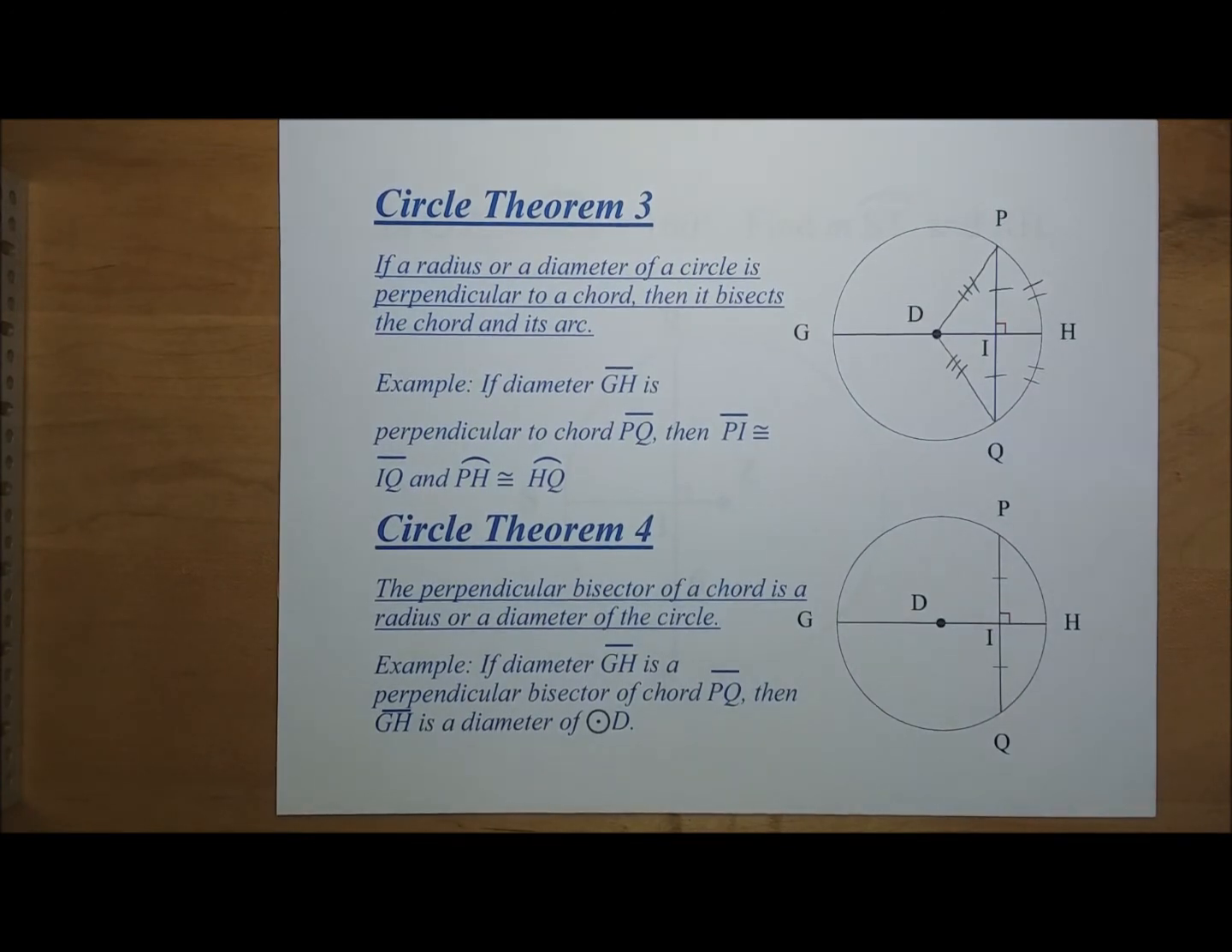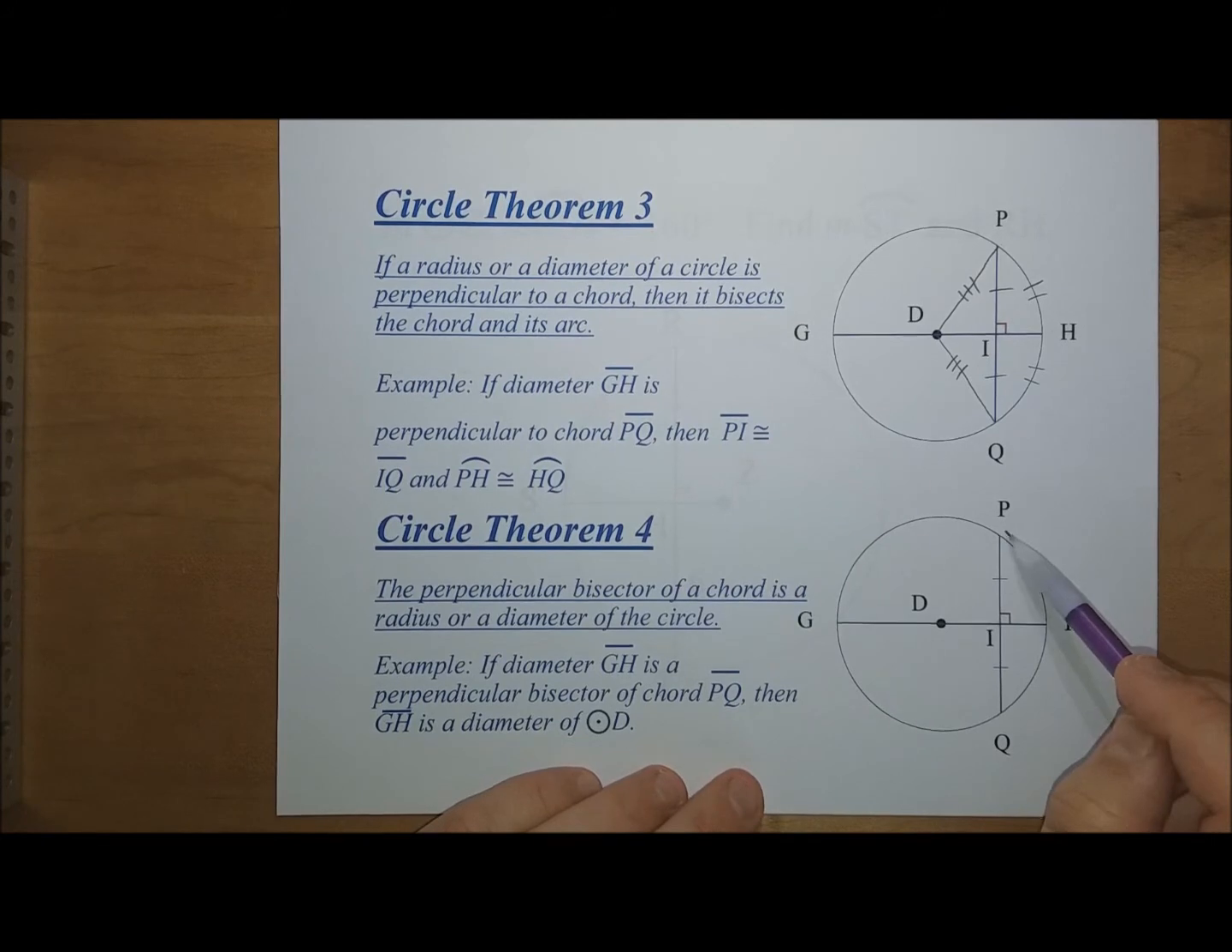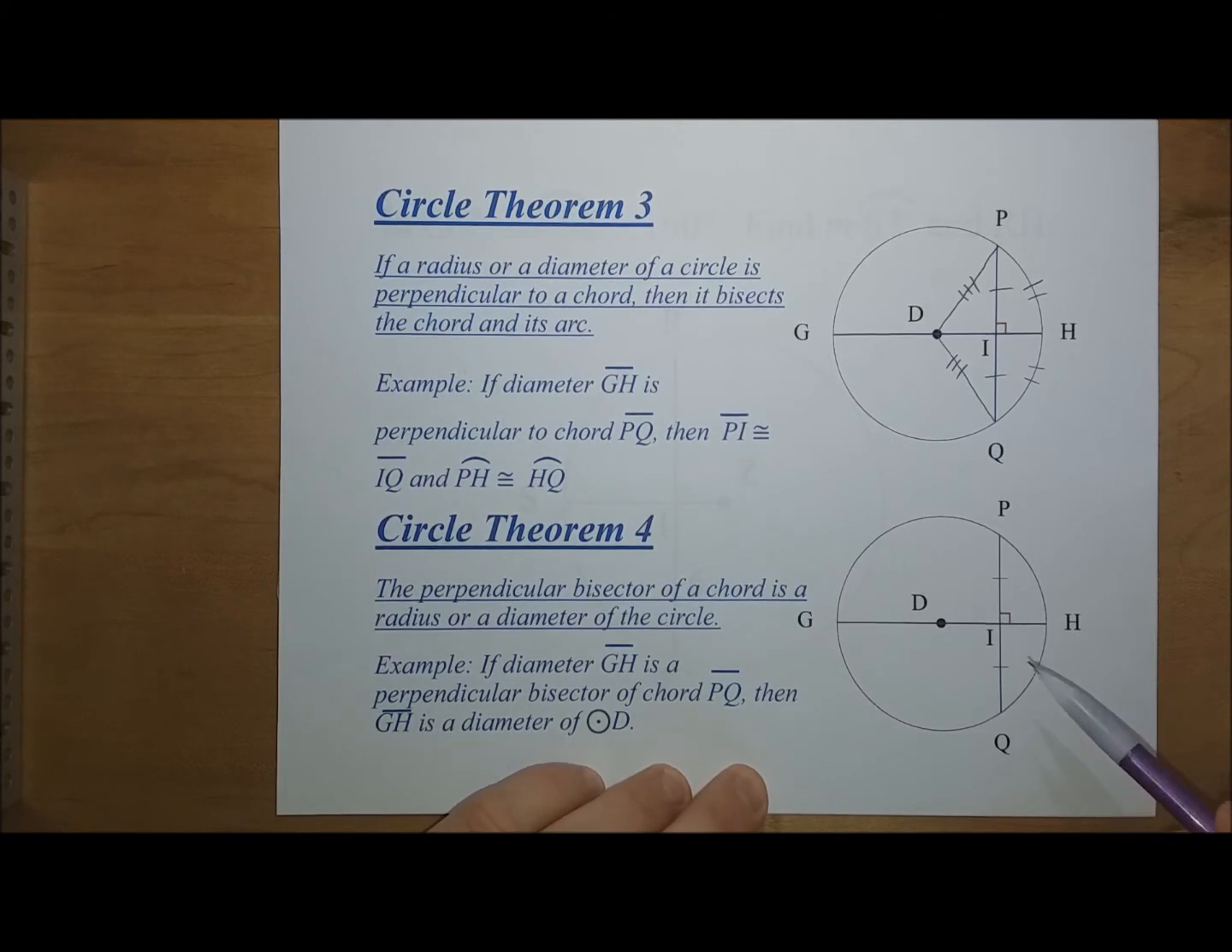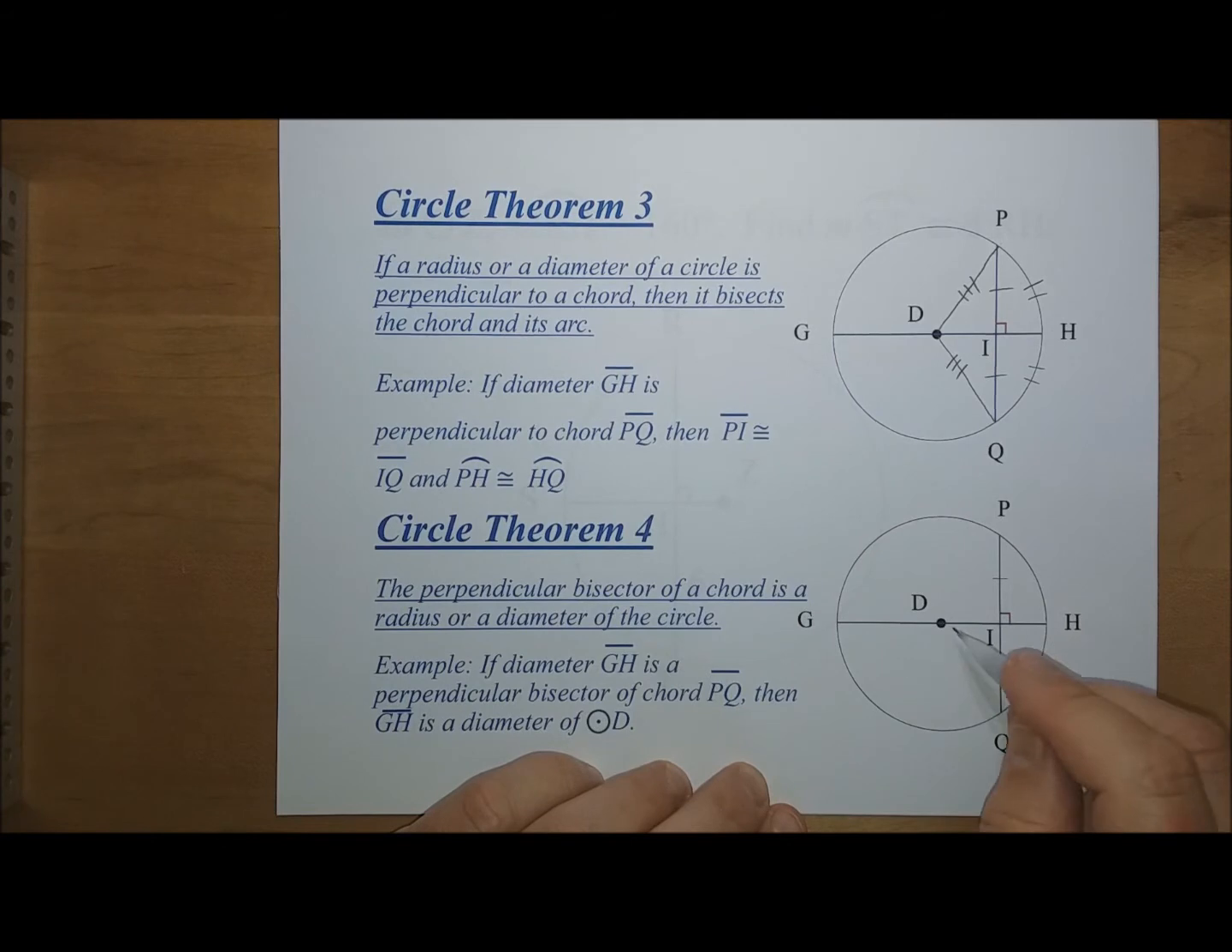Correspondingly, circle theorem 4 tells us that the perpendicular bisector of a chord, if we pick any chord in a circle and we establish its perpendicular bisector, that it's definitely going to be a radius or a diameter of the circle. And the reason we know this is the endpoints of a chord are located on the circle, and therefore they're equidistant from the center of the circle. And therefore the center must be on the perpendicular bisector of the chord.